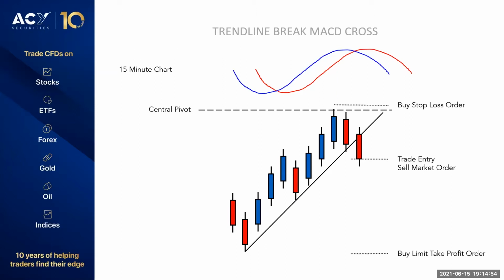All right, so if you have the criteria, then you can sell at market and you put a buy stop loss order above the high point here. This would be 1 pip above there plus the spread. And then below the market, you have your buy limit take profit order, okay? And we'll go into profit targets a little bit later, how we work them out.